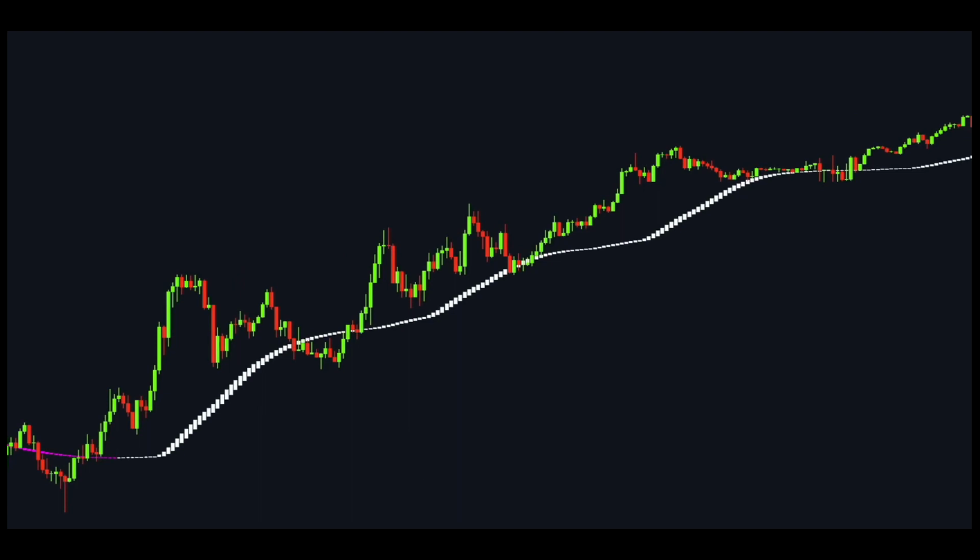In addition to trend reversal trading, the indicator can also be used in trend following strategies as well. It is for this reason that smoothed candlesticks can act as dynamic resistance and support levels.